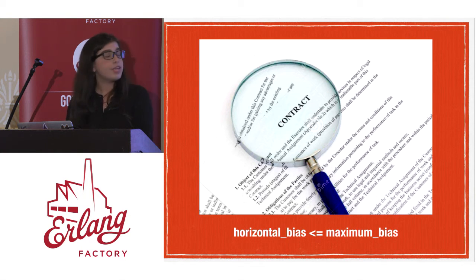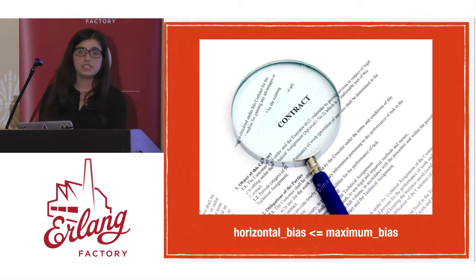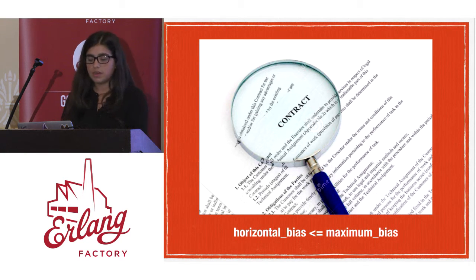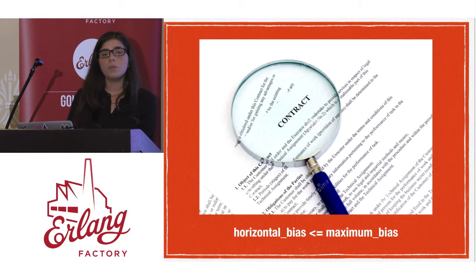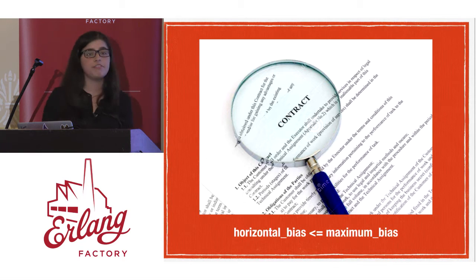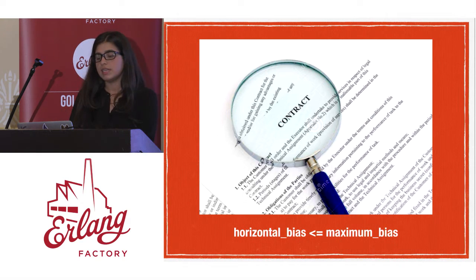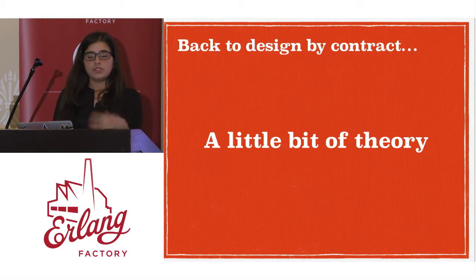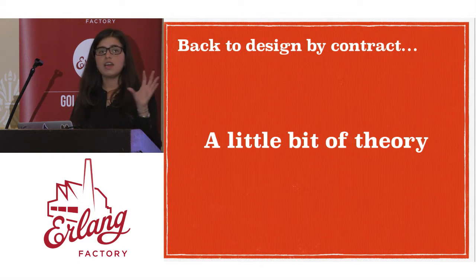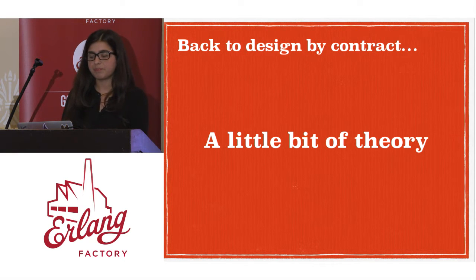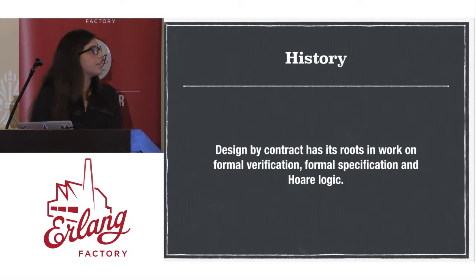So the requirement that the horizontal bias should fit in 16 bits was in fact stated in an obscure part of the mission document, but it was nowhere to be found in the code itself. So in Design by Contract, we're going to start with a little bit of theory and pause the Ariane case here. And also start with a little bit of history.